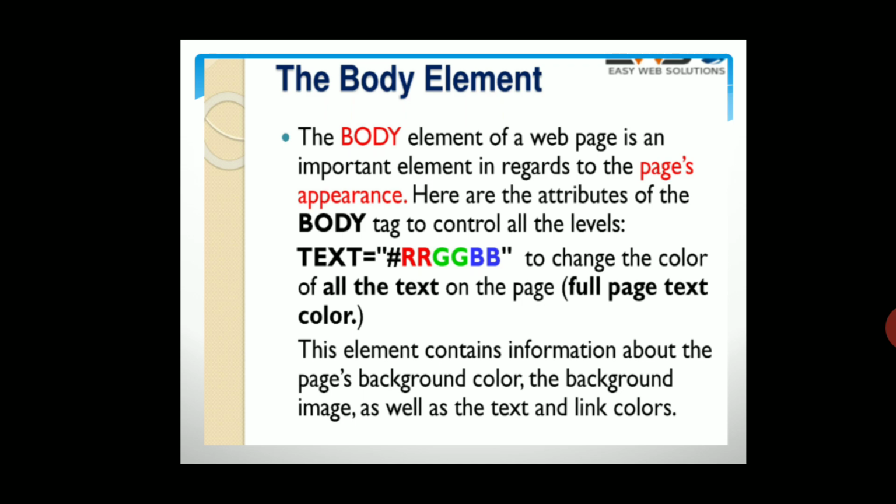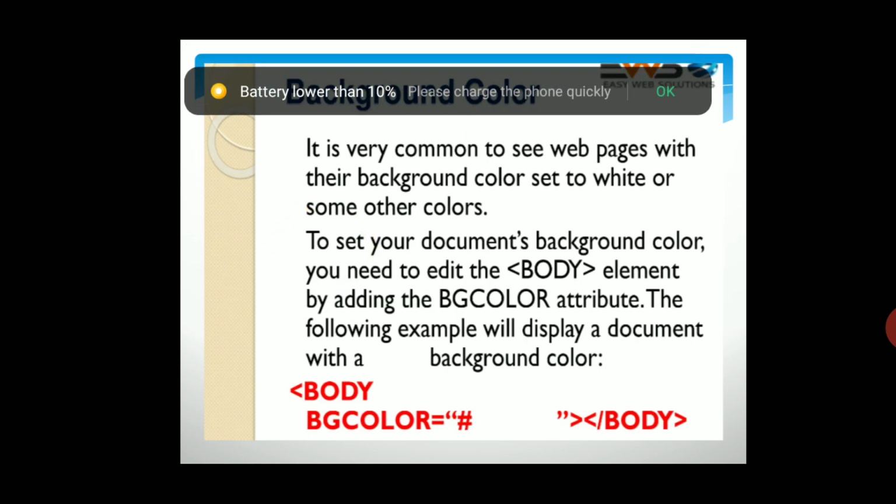So now let's see what are the attributes of the body tag to control all the labels. Means attributes. What are the attributes? Attributes are actually the properties of the tags. Means the properties of the body tag are its attributes. Okay, like the first attribute is text. This text.